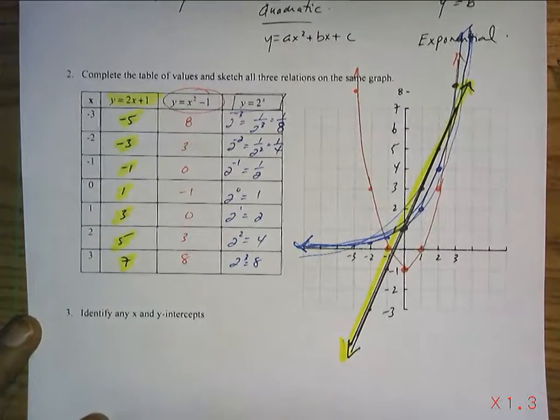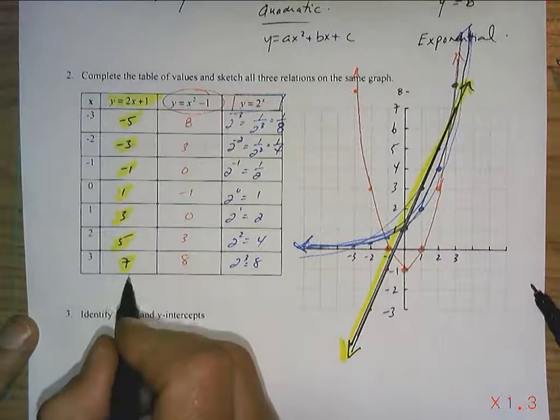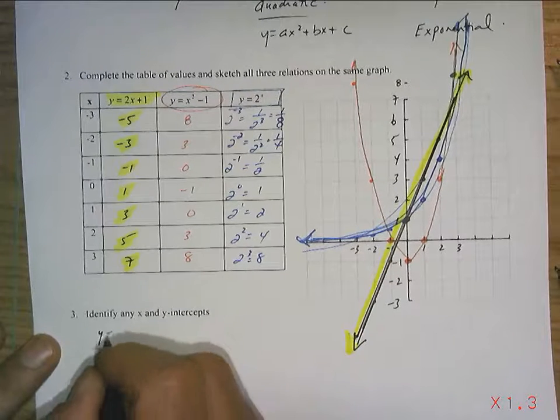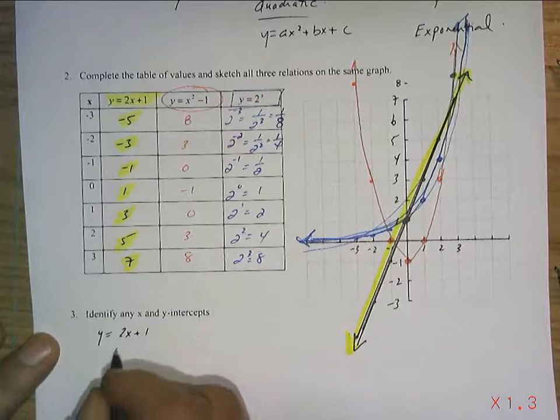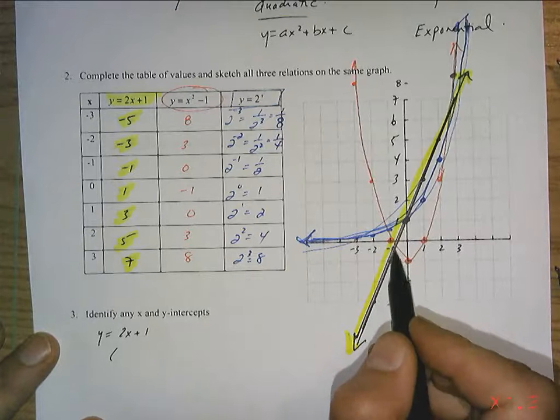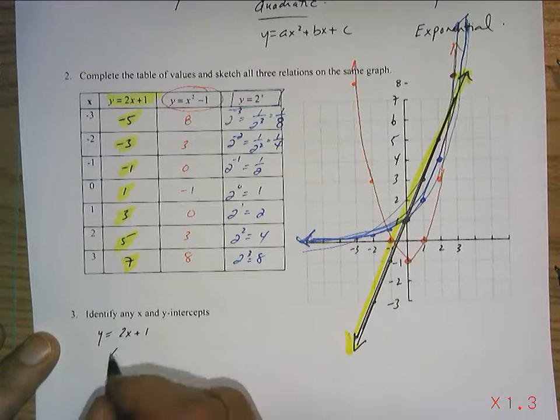Identify the x and y intercepts. Well, okay. The x-intercepts for the linear. The x-intercept is where it crosses the x-axis, and it's crossing the x-axis when y equals 0.